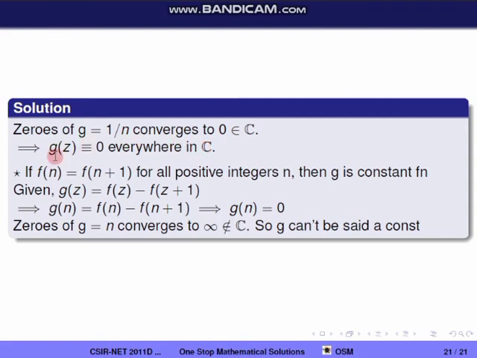Now option 4: they have given f of n is equal to f of n plus 1, then g is constant. They have given g of z is equal to f of z minus f of z plus 1. So I am replacing z by n. We'll get g of n is equal to f of n minus f of n plus 1. Since f of n and f of n plus 1 are equal, we get g of n is equal to 0. And the zeros of g, which are n, converge to infinity, which is not an element of C. So we cannot say g is a constant function. So option 4 is not true.